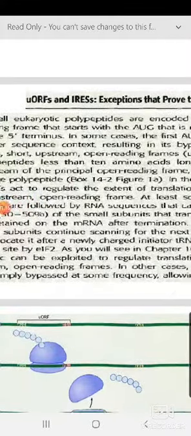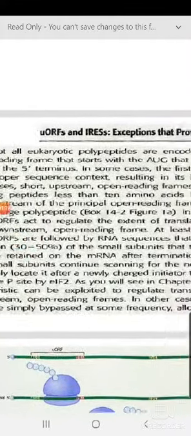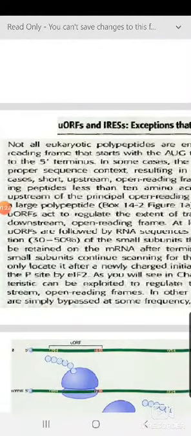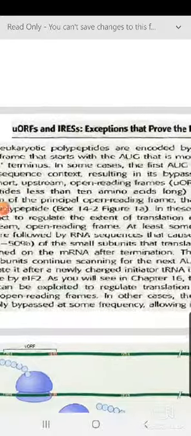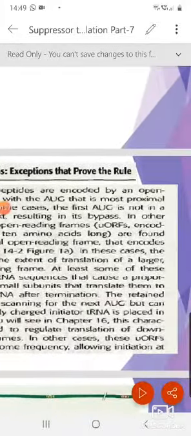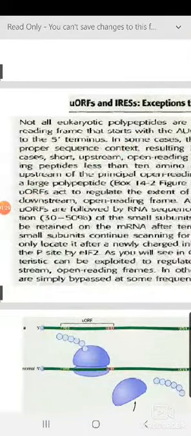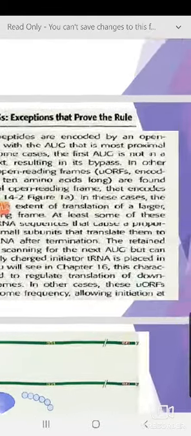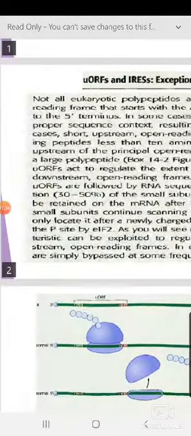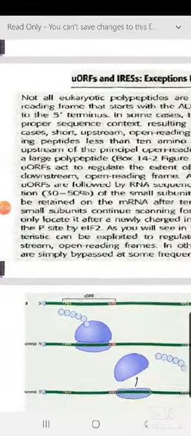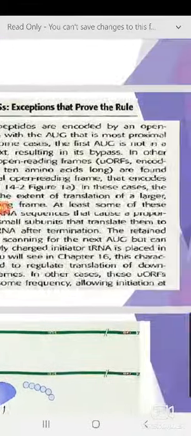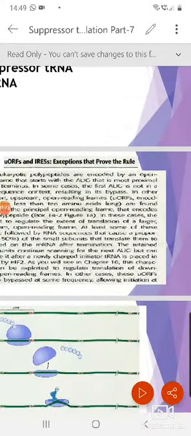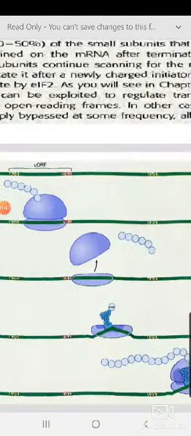Not all eukaryotic polypeptides are encoded by an open reading frame that starts with the AUG most proximal to the 5' terminus. In some cases, the first AUG is not in a proper sequence context, resulting in bypass. Just see this diagram, then you will understand.